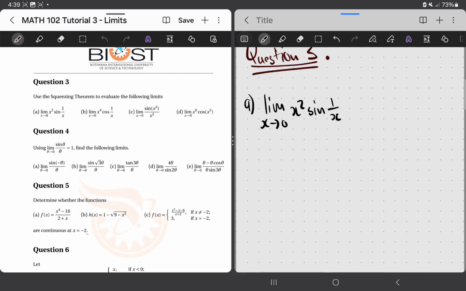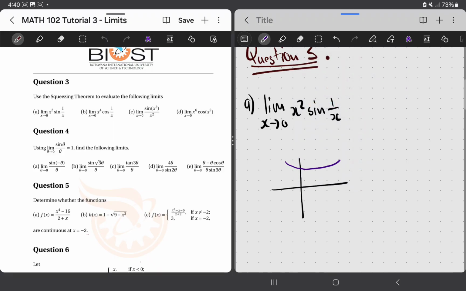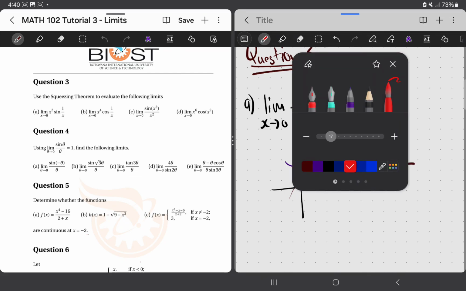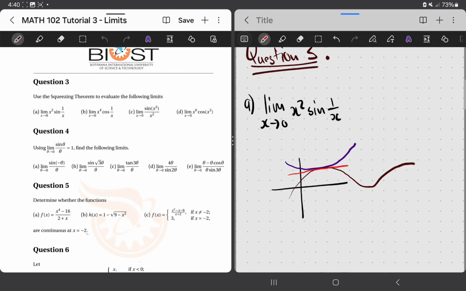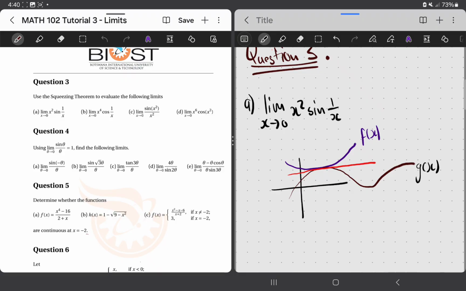So what does the squeeze theorem say? It just says, if you have a function, let's just say you have a function like this, then you have another function like this, and then you have another function which goes in between these two, like this. Let's call this our f of x, then this one g of x, then this one in between being h of x.